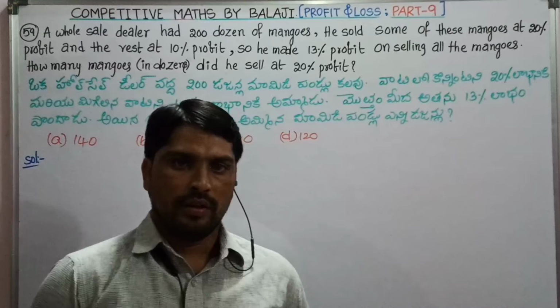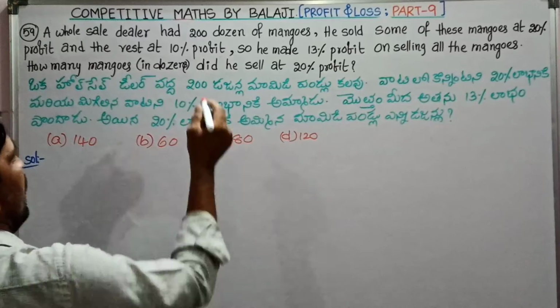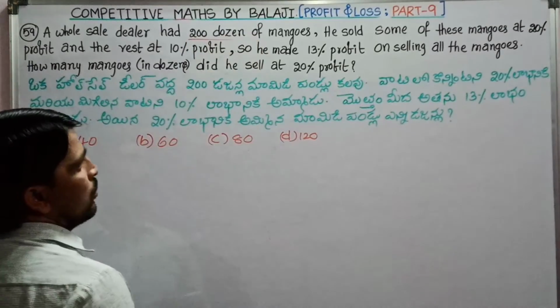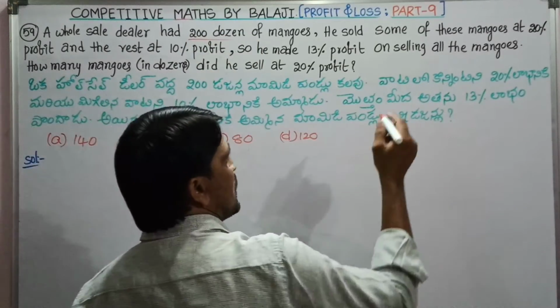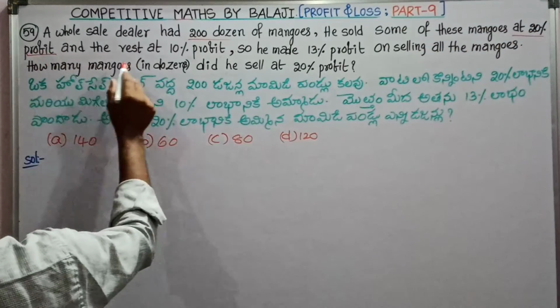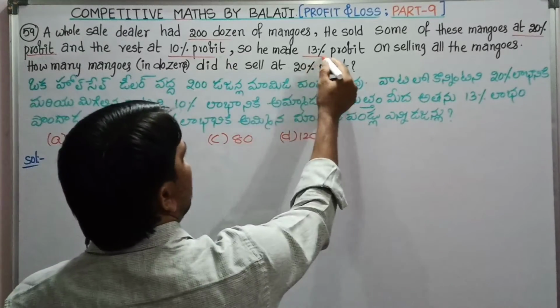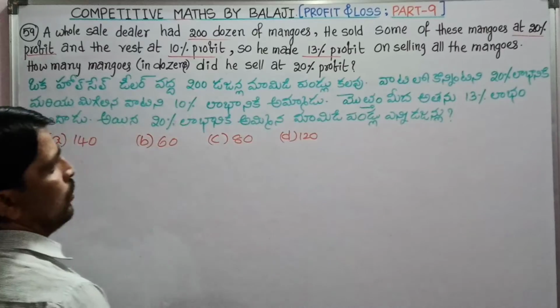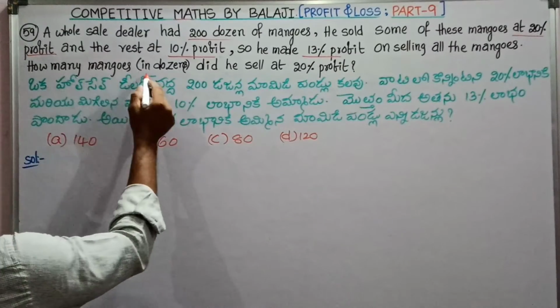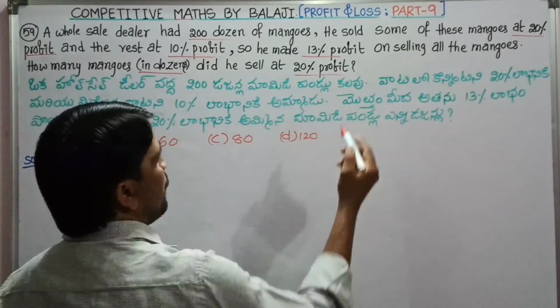Okay. Next, question 59. A wholesale dealer had 200 dozen of mangoes. He sold some of these mangoes at 20% profit and the rest at 10% profit. So he made 13% profit on selling all the mangoes. How many mangoes in dozens did he sell at 20% profit?